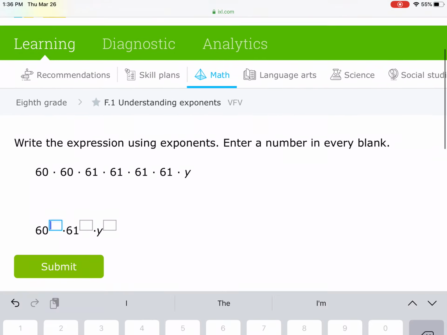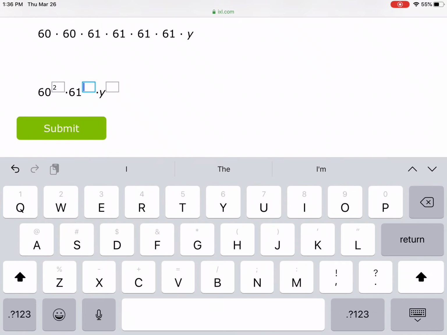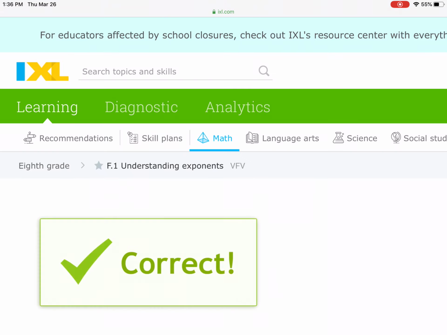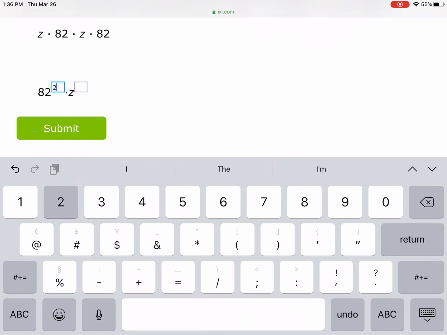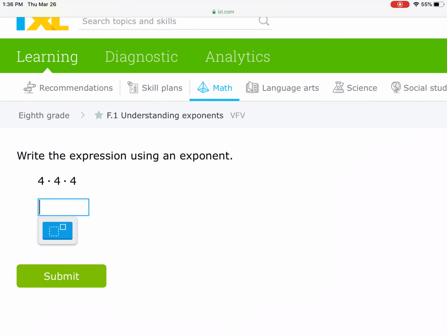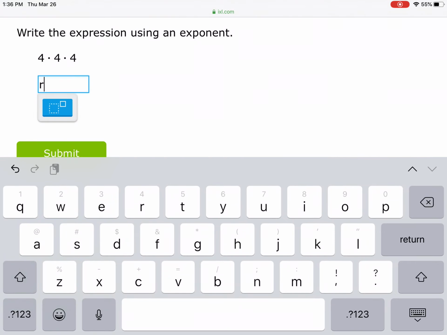Again, this time we got to do the same thing. There are 2 60s. There are 1, 2, 3, 4 61s and 1 Y. There is 2 82s and there are 2 Z's. Again, for this one, we're going to hit the number 4. Oh, make sure you hit the number 4.